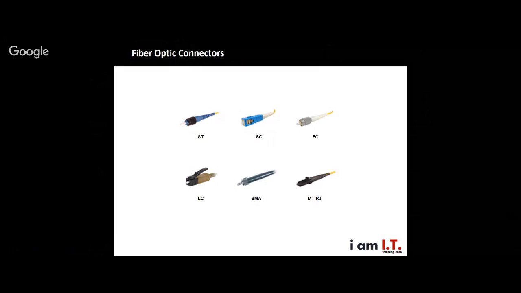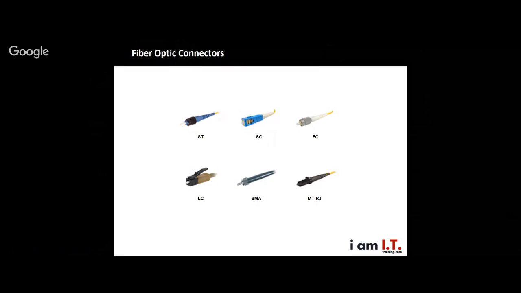An SMA, or a sub-miniature type A, is pretty similar to an ST in the way that it looks, but it's threaded, just like an F connector for your coax. And you need to be able to not only thread, but then lock the connector into place. These are usually used wherever water or environmental factors are an issue. So if there's an outside connection, this is probably what you're going to come across.